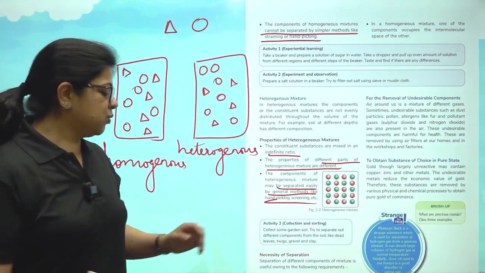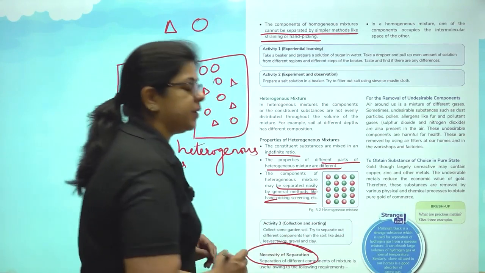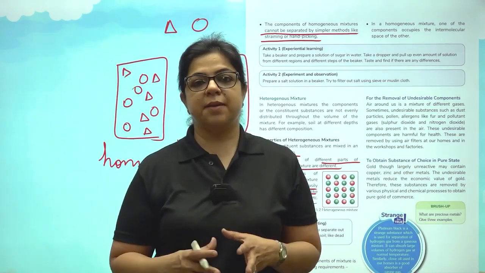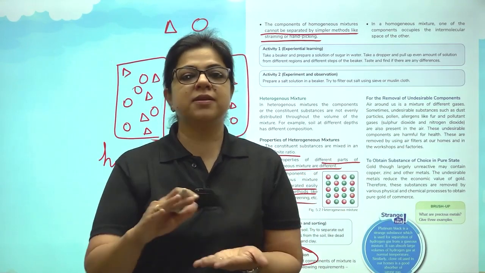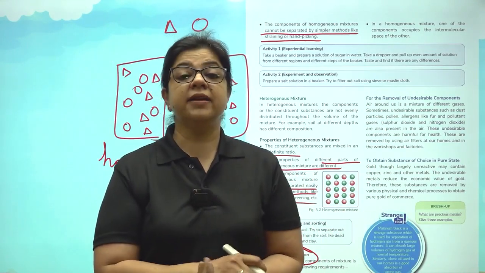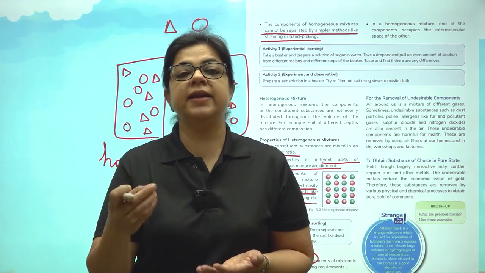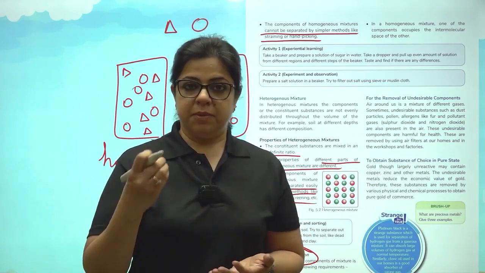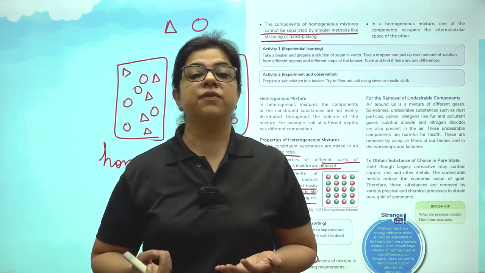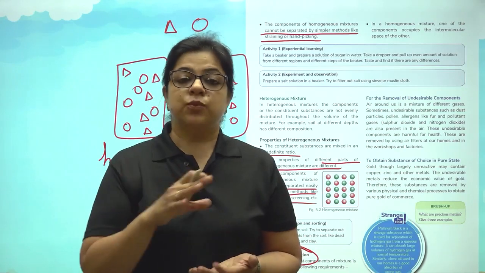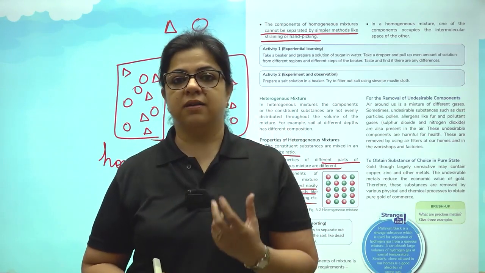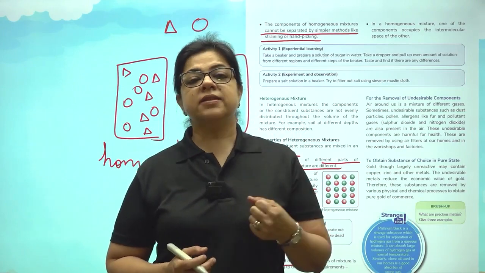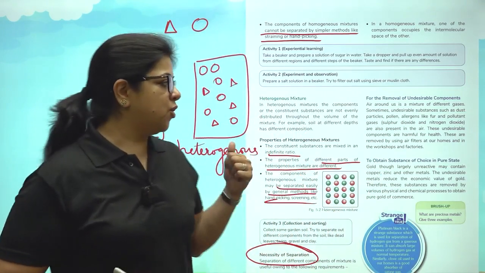Now, why do you think we need to separate materials? For example, I want to cook dal. I will take dal, spread it in an open plate, and I am going to pick out any impurities from it. There may be stones, there may be pieces of husk, etc. So, why do I need to separate? Because I want the pure dal, right? So, there are certain other examples that are given in your book.